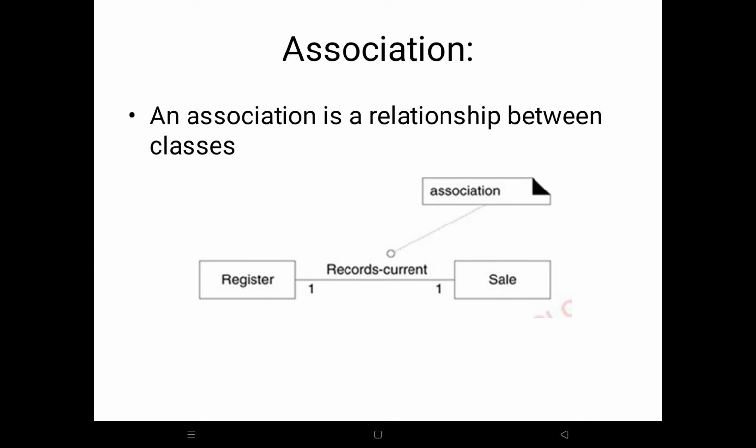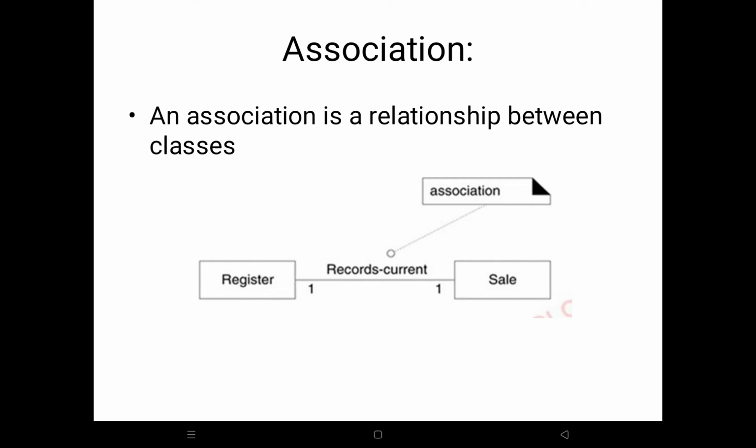This is the association concept. What do you mean by association? See, this is a very important notation used in class diagrams. Association is nothing but the relationship between the classes, the link between the classes. See here in this example, Register is one class, Sale is one class. What is the relationship between Register and Sale? Register records the current sale.